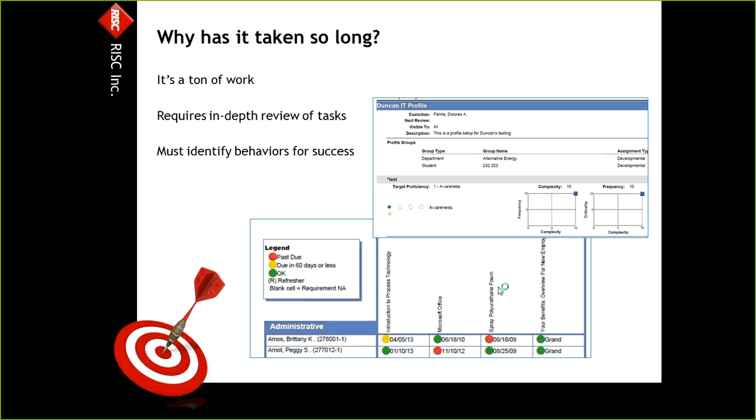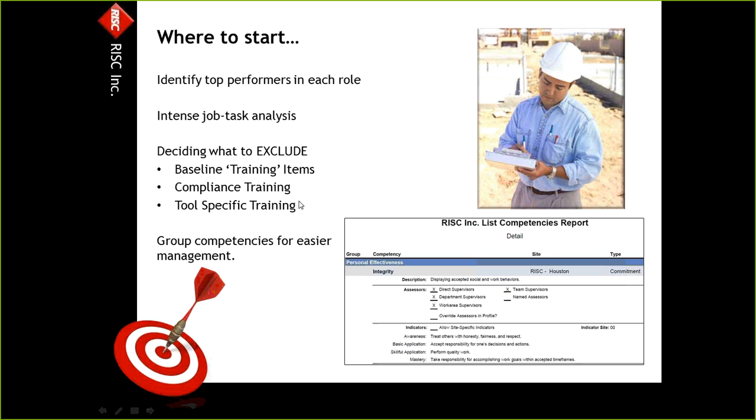It really takes looking at the tasks that employees do in their job, and then what the behaviors are that are associated with each task, so you can start outlining what those competency profiles look like and what the proper proficiency indicators are that someone will exhibit if they are a performer in that role. Again, where to start is really looking at job analysis and what someone does, and then deciding what to exclude, and mentioning some of those more baseline training functions.